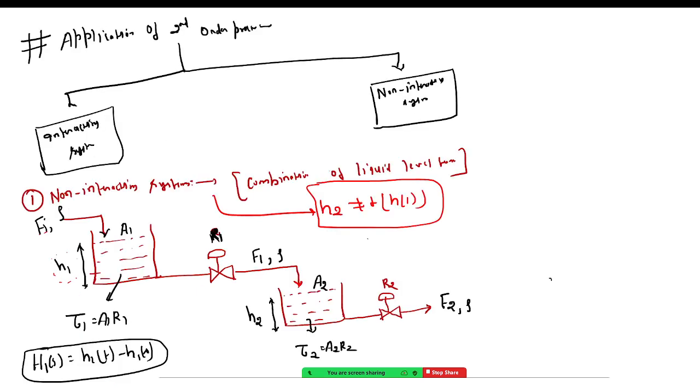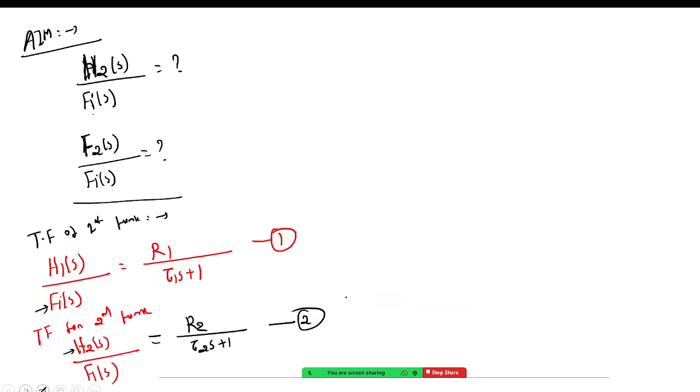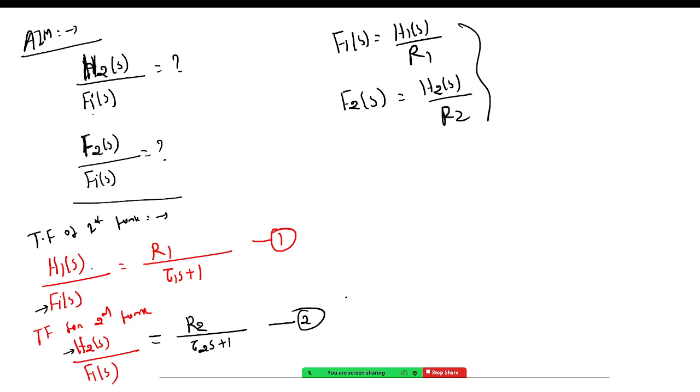And one more thing that is very important. Yesterday I discussed that F1s will be H1 by R1, and F2s will be equal to H2 by R2. Already I have discussed these things. So these things also I can write here. So F1s equals H1s divided by R1, and F2s equals H2s divided by R2. So now tell me, how can I get this value H2s by FIS?